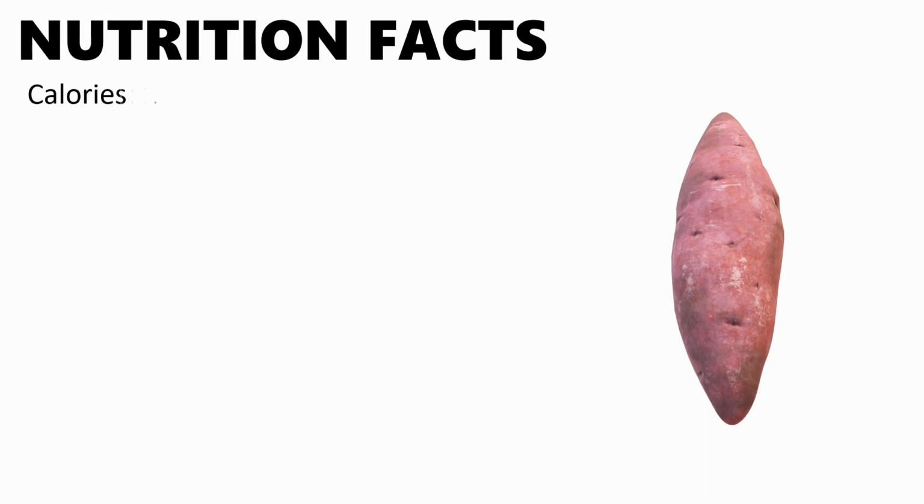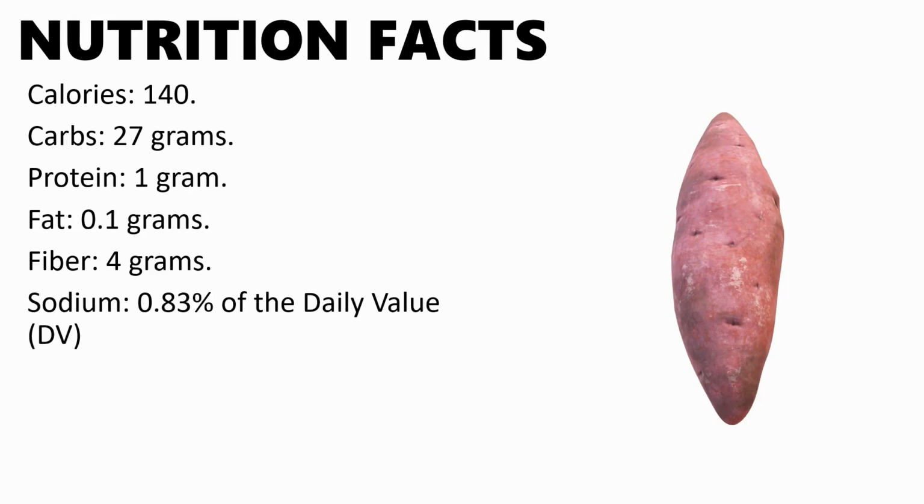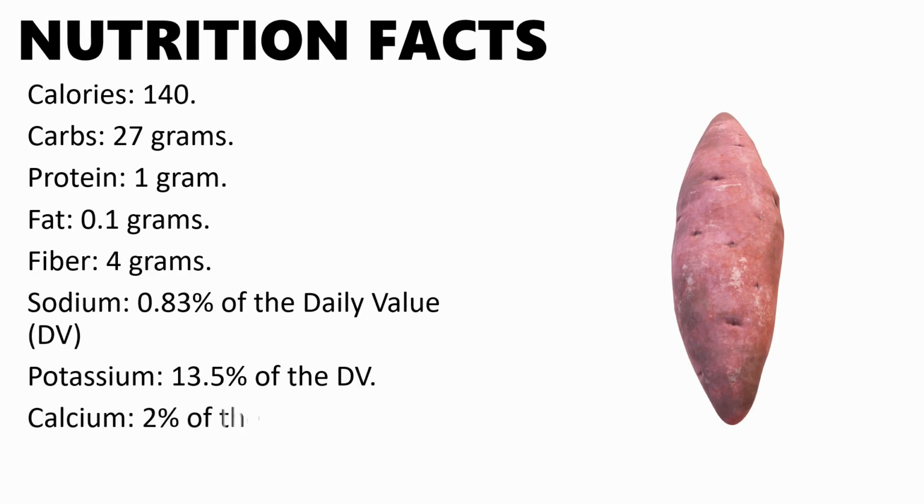Nutrition facts for ube yam: calories 140, carbs 27 grams, protein 1 gram, fat 0.1 gram, which is very good. Fiber 4 grams, I wish I had more. Sodium 0.83% of the daily value. Potassium 13.5% of the daily value. And calcium 2% of the daily value. It also has vitamin C at 40%, which is amazing. I mean, that's a beautiful number when it comes to diabetics.